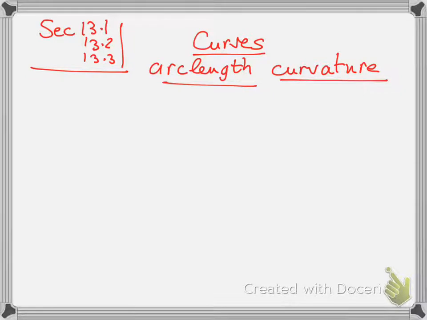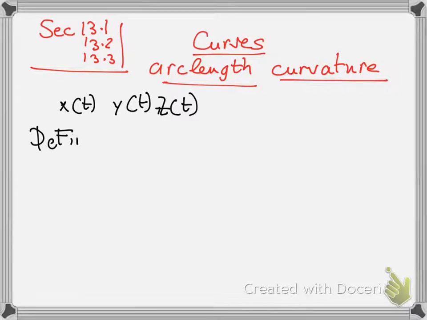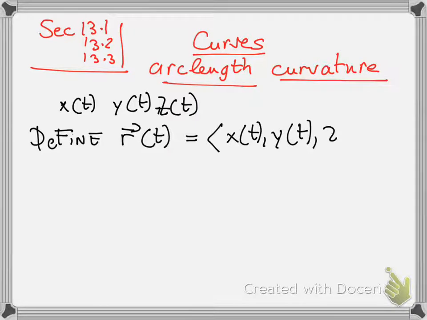You can, for example, take let's say three functions: x of t, y of t, and z of t. Okay, and then you can define a vector function. So let's say r of t, that will be the vector x of t, y of t, and z of t. This r of t is called a vector function.